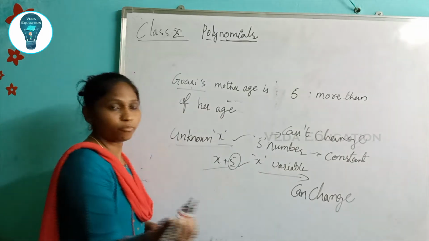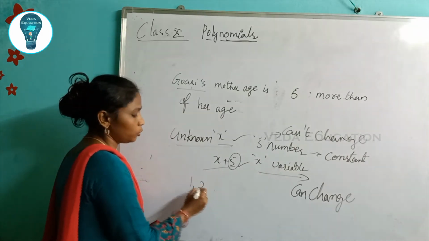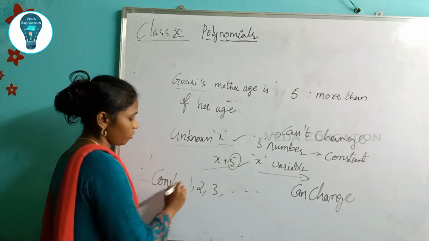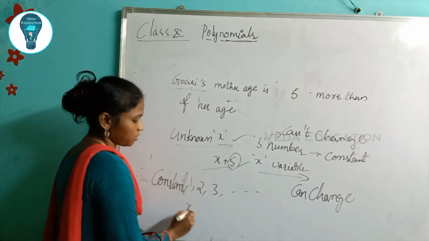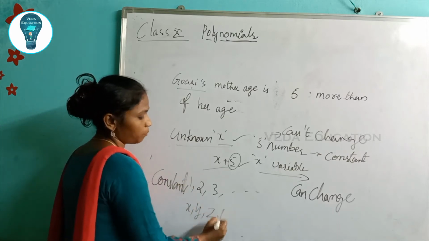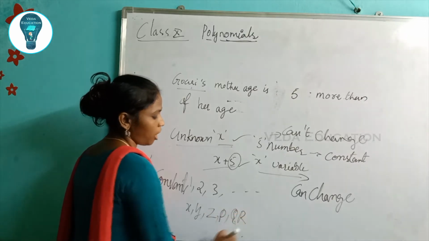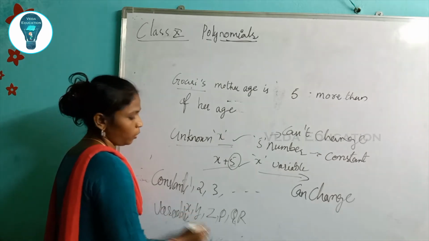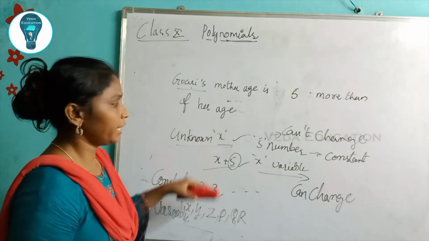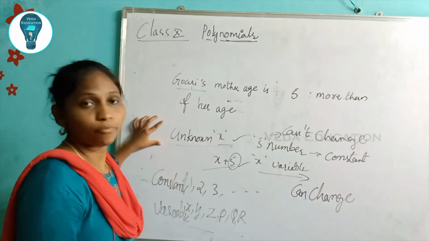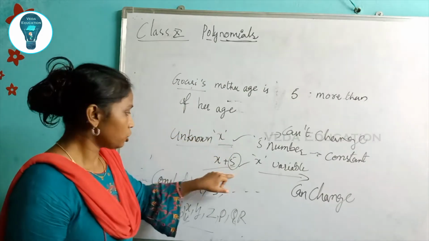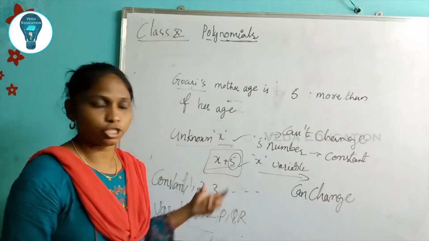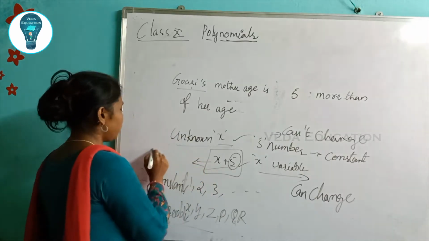For example, the numbers 1, 2, 3, and so on, all these numbers we consider as constants. And all alphabets x, y, z, r, p, q, these all we consider as variables. Now look at here, the given situation we considered as a variable and connected with this number, so it becomes one expression. x plus 5 is an expression. So this we call an algebraic expression.